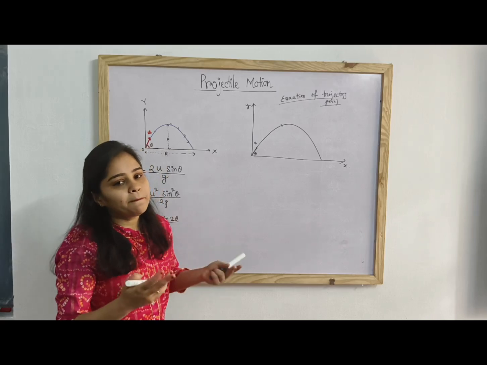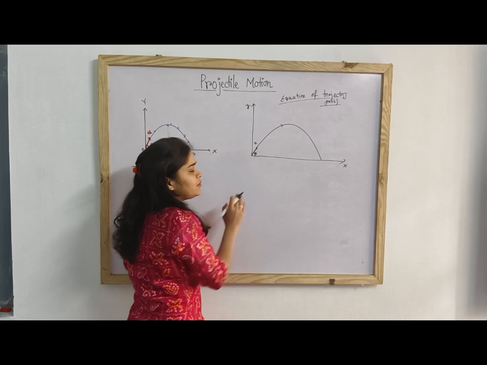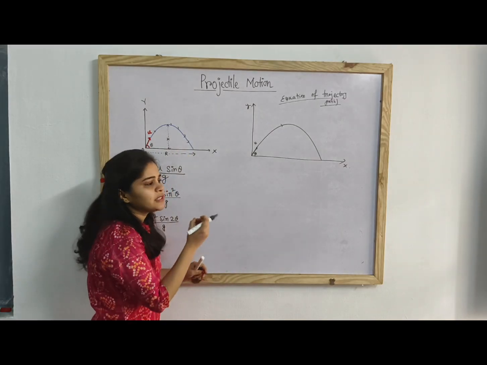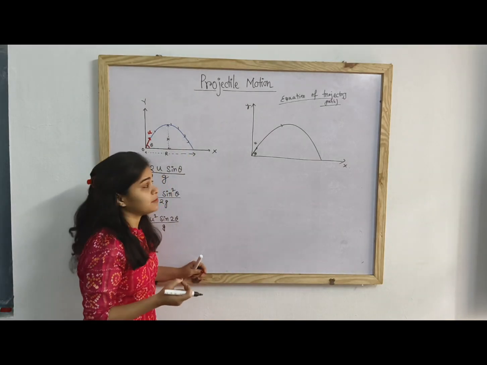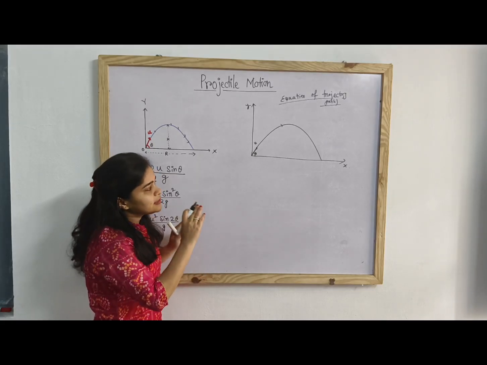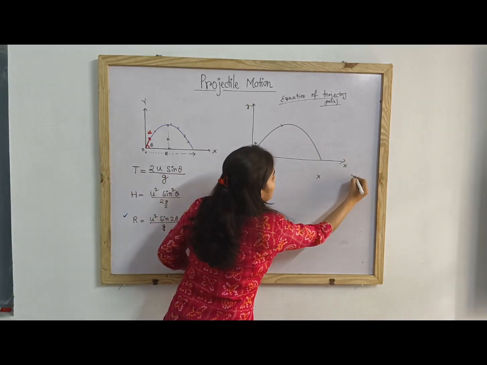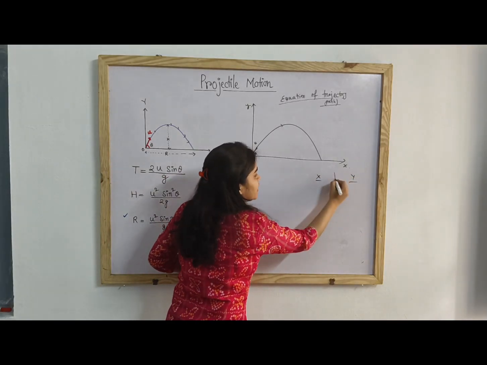This will give you the path of the trajectory. Okay, now how can we derive this? Again, the same thing: at the time of derivation of anything related to projectile motion, we will calculate with two axes separately. That means for the x and y axis.